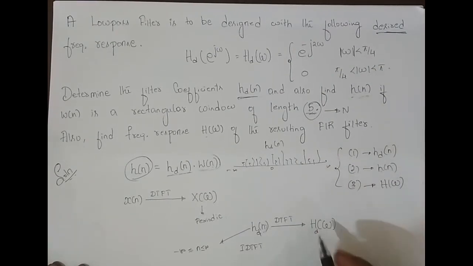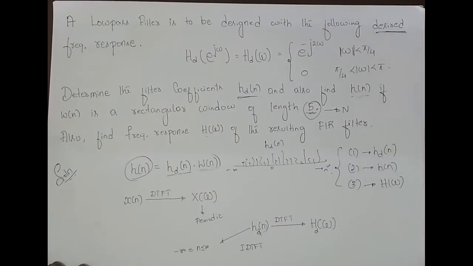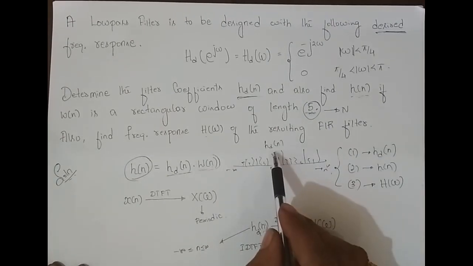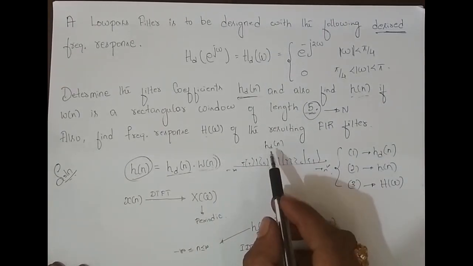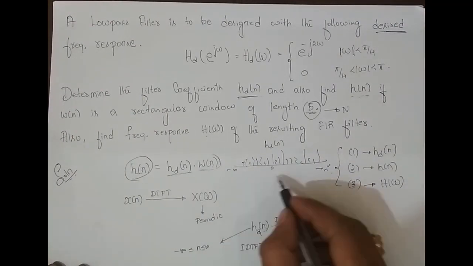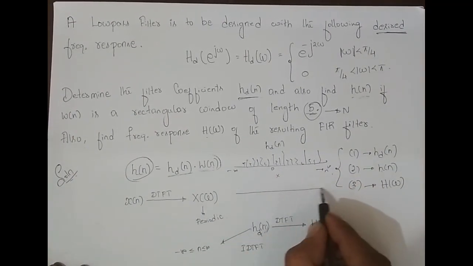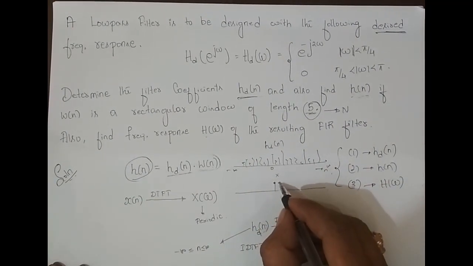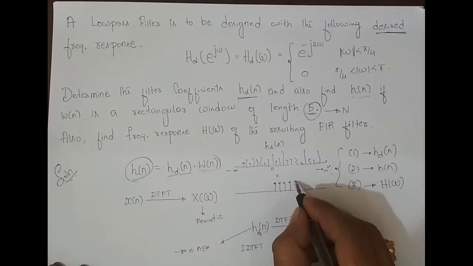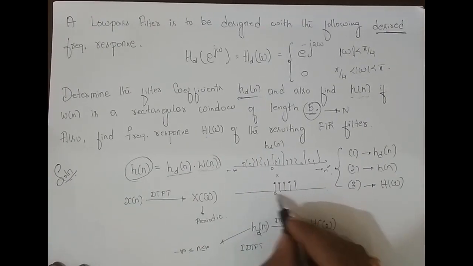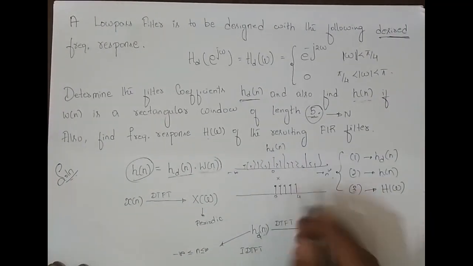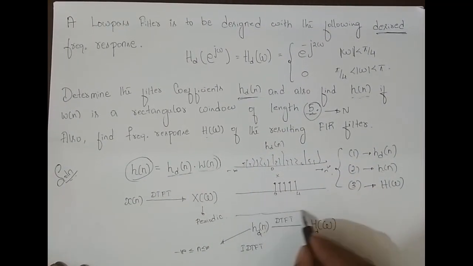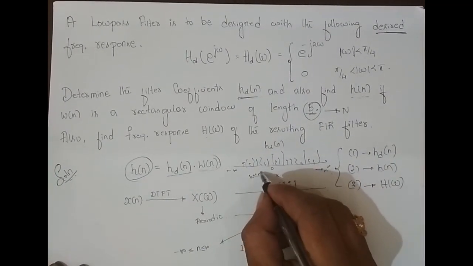If this is 0 and this is n, once I take the inverse discrete time Fourier transform, this HD of n ends up looking something like this. Now since I need to make it finite, I'll multiply this signal with a window function. The window function is 1 depending upon the length, so in our case 0 to 4, including 0, the length is 5. This is w of n.